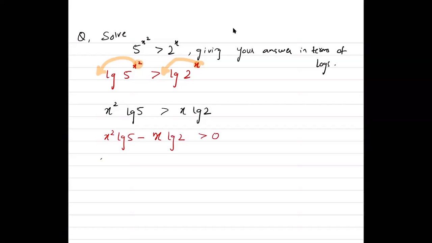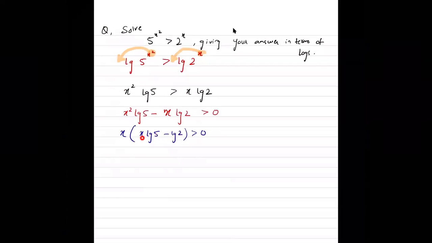Now you can take x common. This is the right way to go about this question. If you take x common, you are going to be left with x times (x lg5 minus lg2) greater than 0.